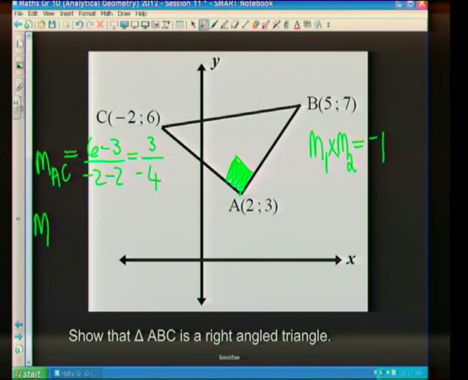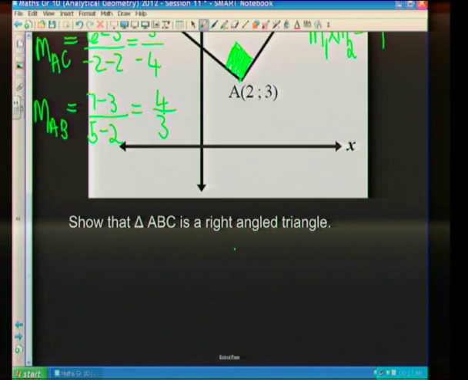So let's do the gradient of AB. 7 minus 3 over 5 minus 2, and that is 4 over 3. And I can see that the gradients of the two lines are negative reciprocals of each other.